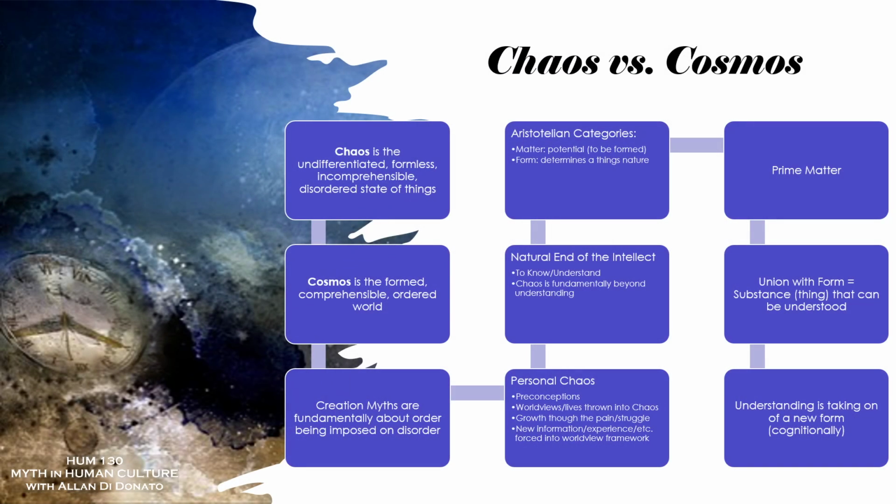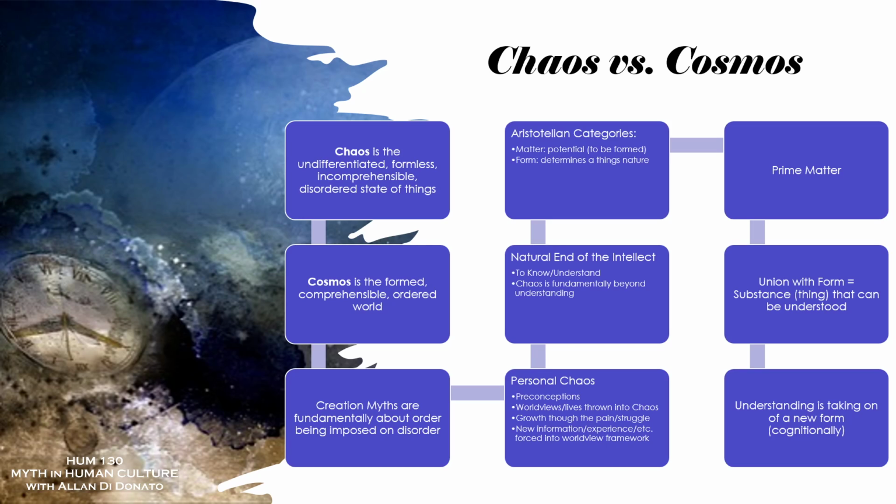All right, let's take a look at this chaos versus cosmos. Let me unpack it just a little bit further. If you're looking at the screen, I probably should have animated it so you could know exactly which box you're supposed to read first, but you could follow that line around. So chaos, like I said, is this orderlessness. It's an undifferentiated, formless, incomprehensible state of things. And when I say incomprehensible, that simply means you can't wrap your mind around chaos. That's the whole idea of chaos. It's beyond comprehension, right?